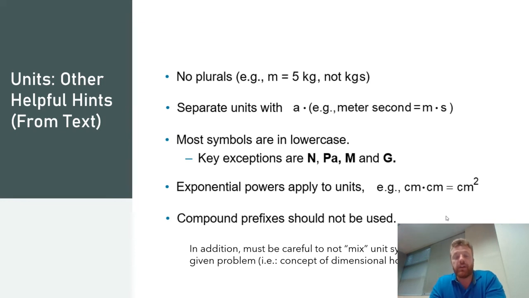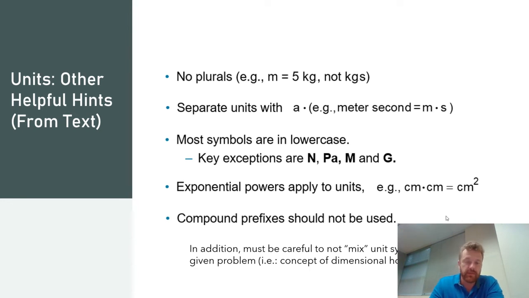Other things that are important to know about the actual units, helpful hints from the text. When you have multiple of a unit, like 5 kilograms, you just write it as 5 kg, not 5 kgs. You don't make it plural. When you have units that are products of one another, like meters times second, you use a little dot between them, or a multiplication, to denote that it's a complex product unit.